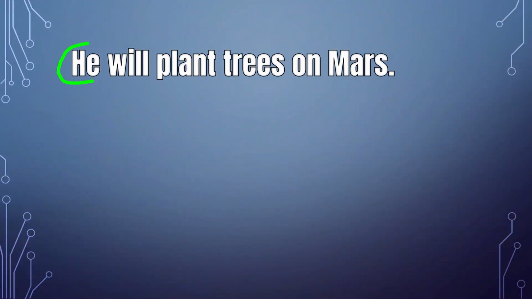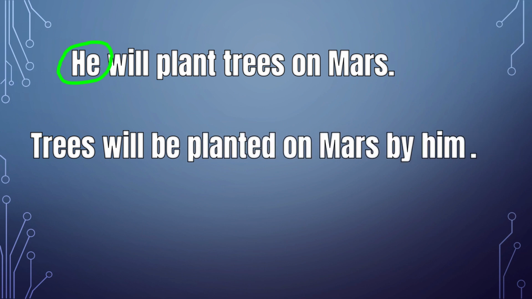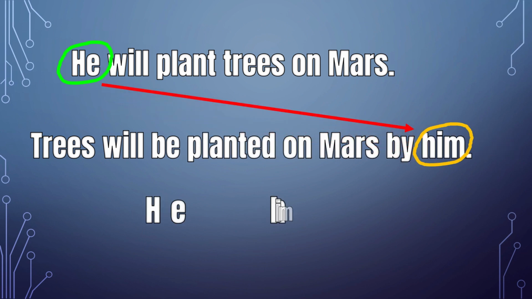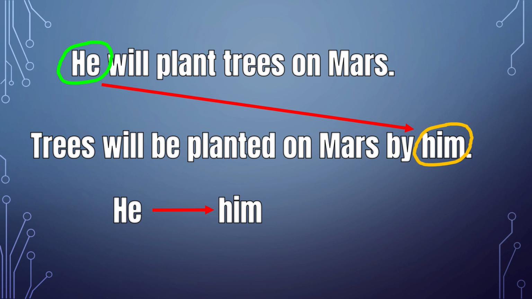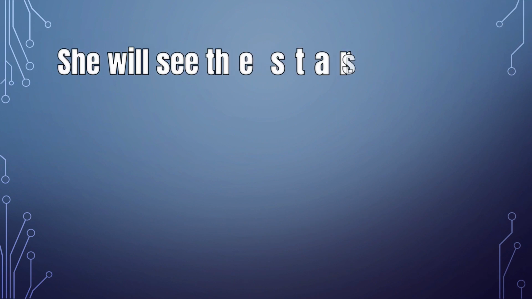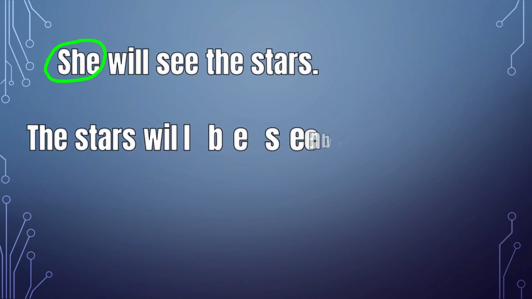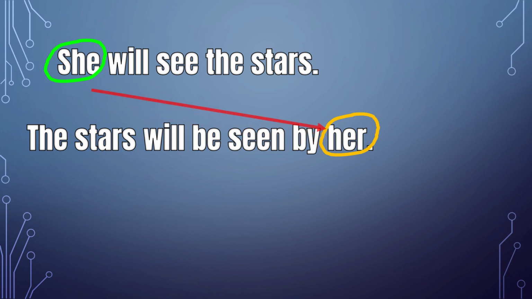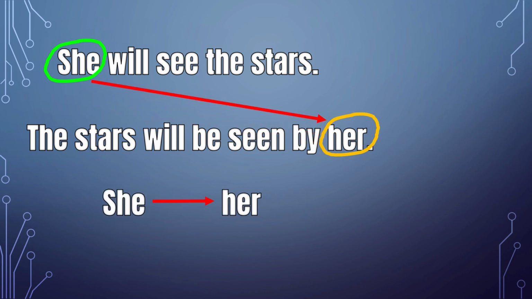He will plant trees on Mars. In passive voice, we will use him instead of he. Trees will be planted on Mars by him. She will see the stars. In passive voice, the stars will be seen by her. We need to use her instead of she.